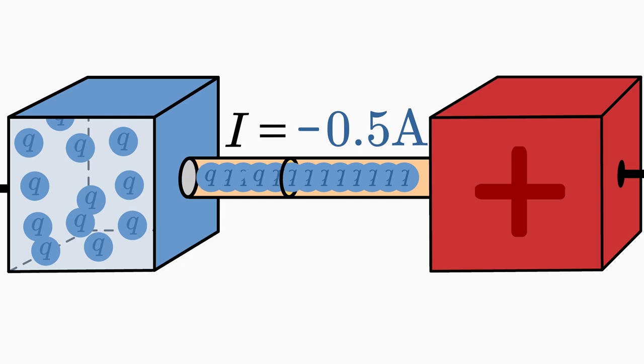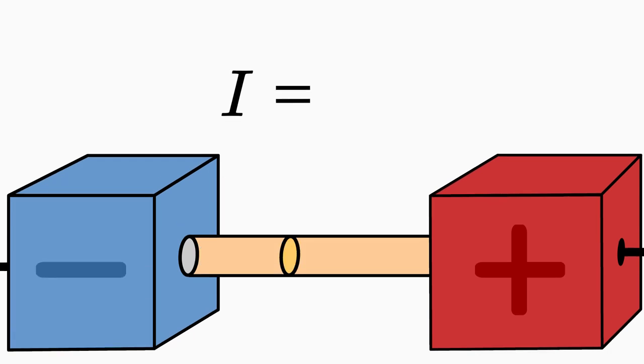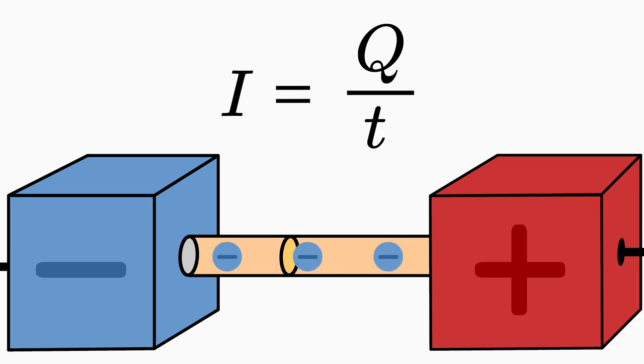This number is unimaginably large. For the 0.5 ampere, which at first glance appear to be minuscule, an unimaginable number of electrons must pass through the wire. So to sum up, the electric current I is charge Q per time T. The current therefore tells us how much charge per second is transported through a cross-sectional area.